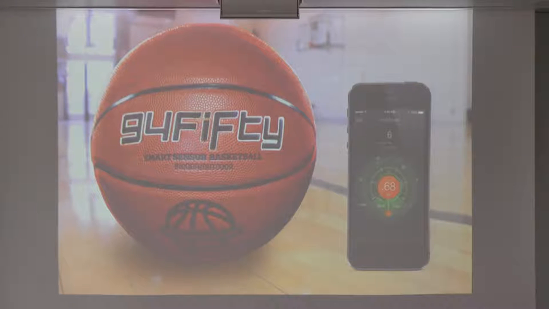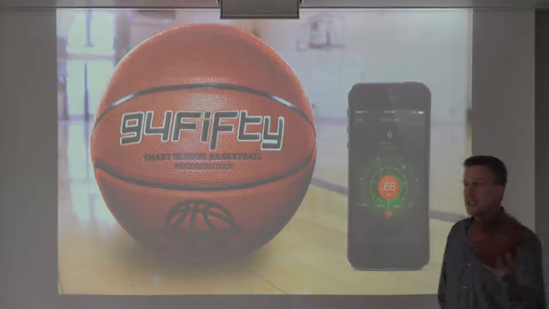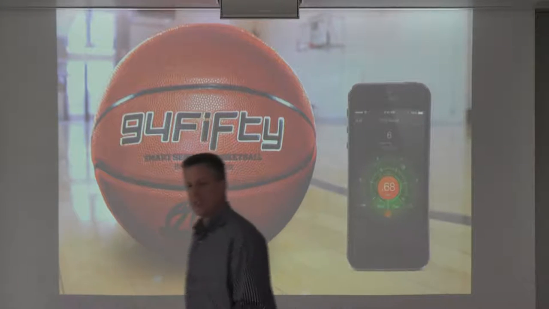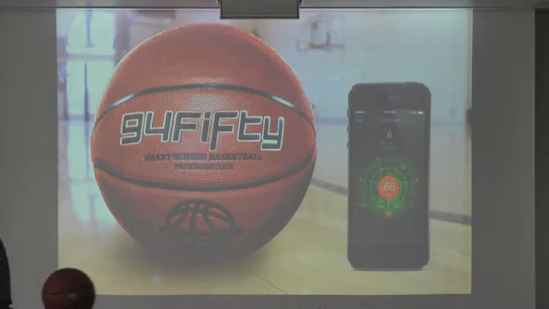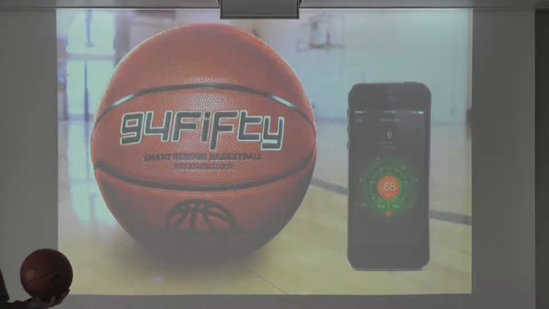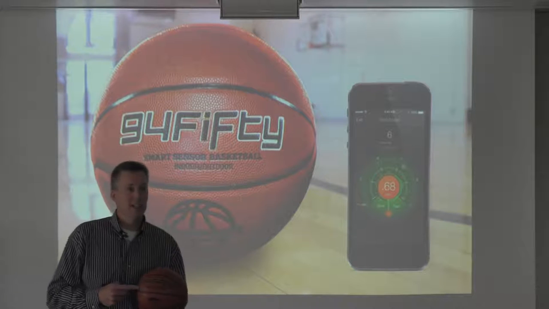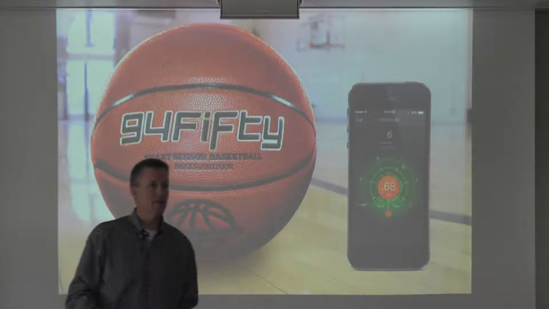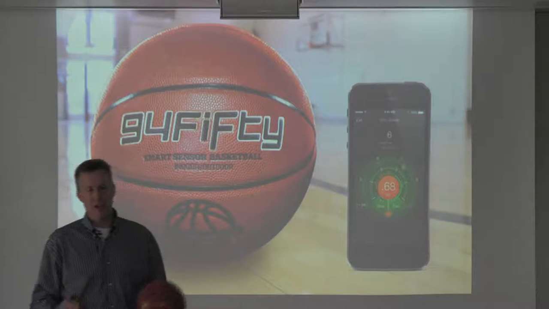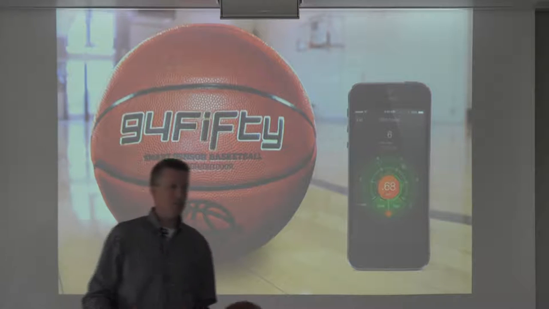So I want to start out with a little story about this. This is not a basketball. This is a basketball coach. See, this is the Wilson 9450. Anybody know why it's called 9450? 94 sensors. Basketball court's 94 feet by 50 feet. So this is a sensor basketball. It's got a whole bunch of sensors inside it. It measures how hard you dribble, it measures the arc of your shot, it measures how fast you release, a whole bunch of stuff.